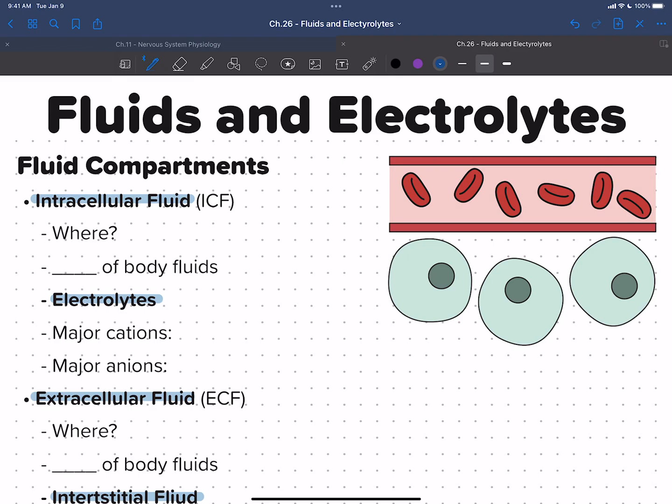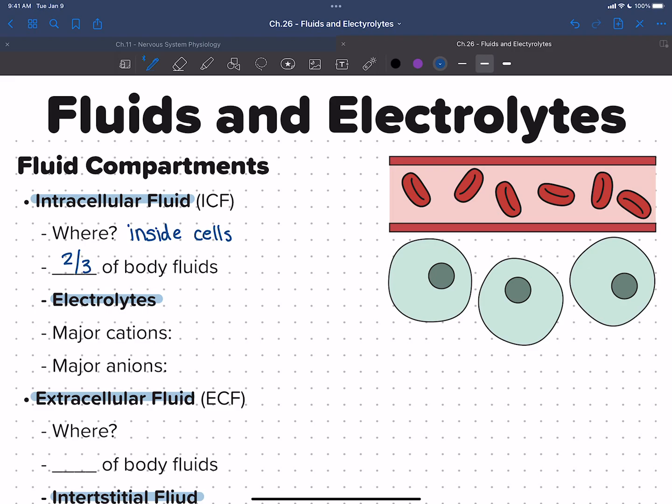So intracellular fluid is found inside of cells, right? So it's inside cells. And this intracellular fluid, the cytosol of the cell, makes up about 2/3 of all of the fluid in the body. All right, so 2/3 of the body's fluids are contained inside of a cell. Okay, so now let's talk about the electrolytes found in that intracellular fluid.